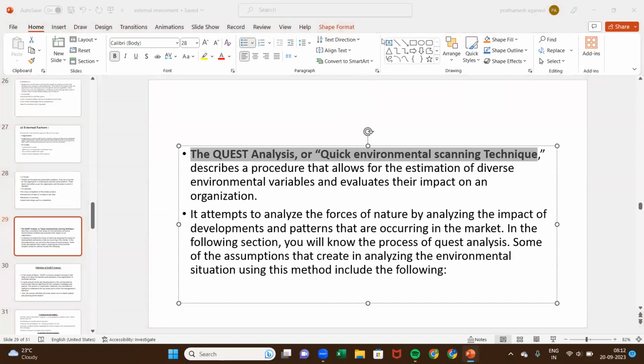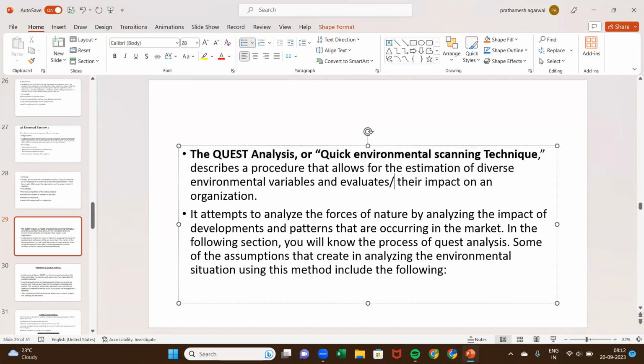All right. Let's see the quest analysis, or quest analysis is also called quick environmental scanning technique. It is a procedure that allows for the estimation of diverse environmental variables. Now, you know what are variables. They are those entities which keep on changing, right? When you were in 10th standard, you studied in algebra, X and Y. What are they? They are variables. Similarly, we have environmental variables and it evaluates their impact on the organization. Evaluates means it studies their impact on an organization.